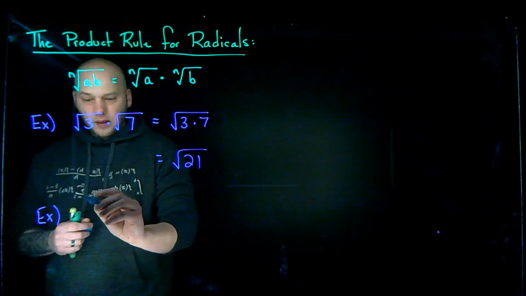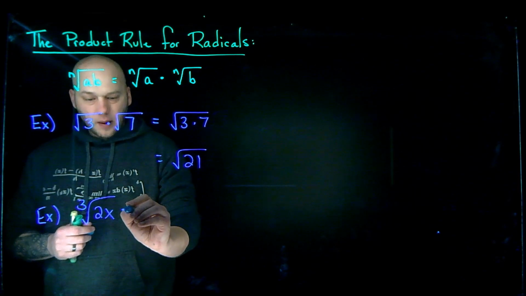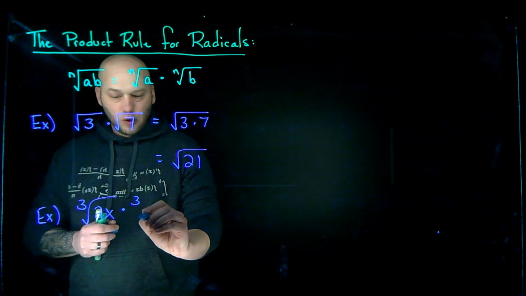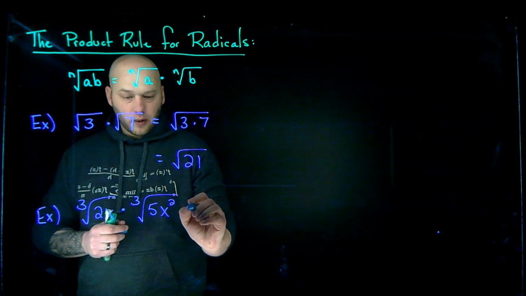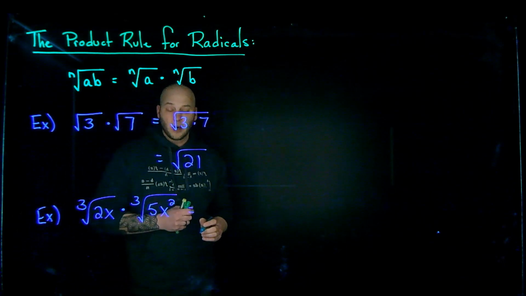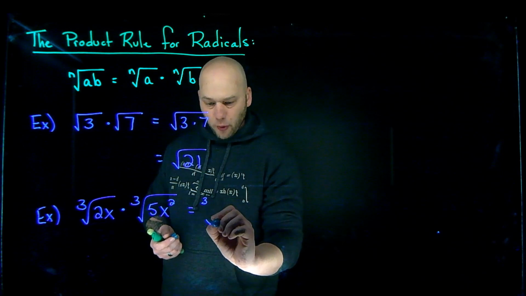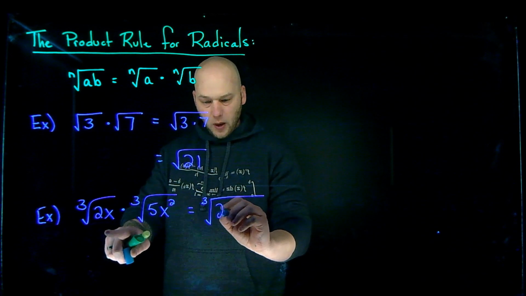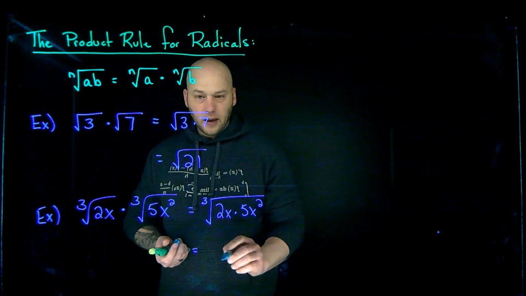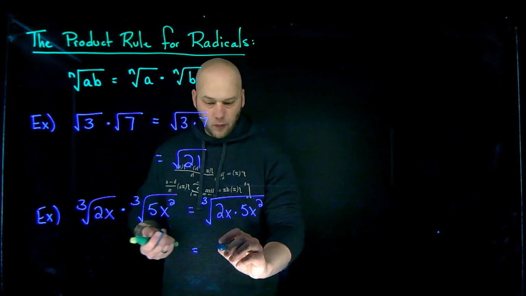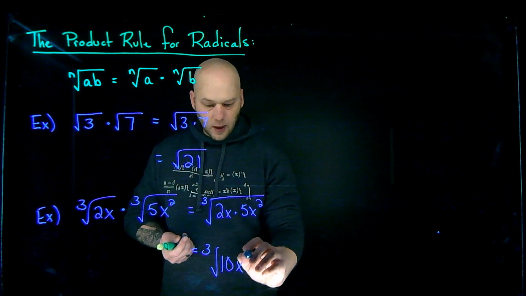Similarly, suppose I had the cube root of 2x, and I'm going to multiply by the cube root of, let's say, 5x squared. Okay, so suppose I was going to multiply those together. Well, again, the radicals are common. They're both cube roots, which means I would write this as 2x times 5x squared. But then I can combine terms here. 2 and 5, of course, would give me a 10. And then x and x squared will give me an x cubed.